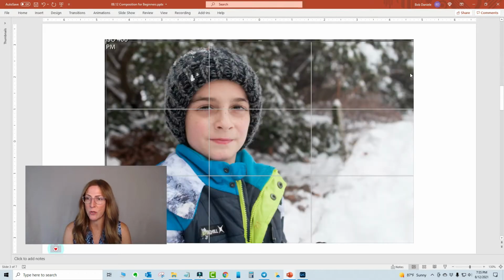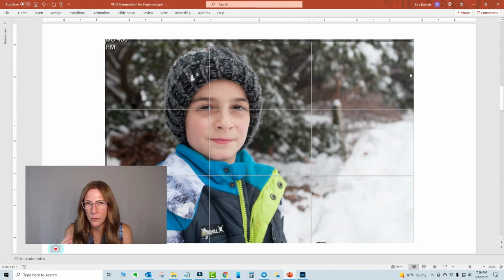So let me show you what that looks like. This is my son Charlie a few years ago, and as you see, this is in the wintertime out behind the garden. We were sledding. So you see those hash marks, and that is the rule of thirds. I am placing his eye on one of those intersecting lines, and that is the rule of thirds.